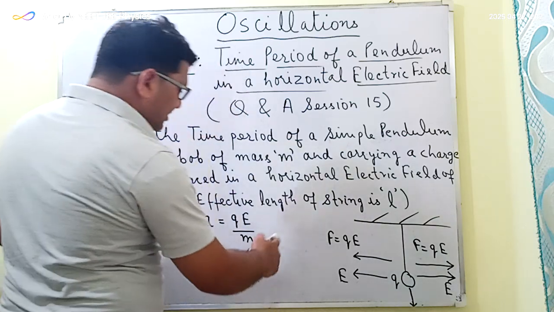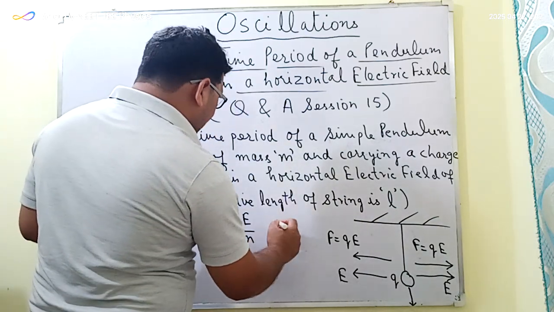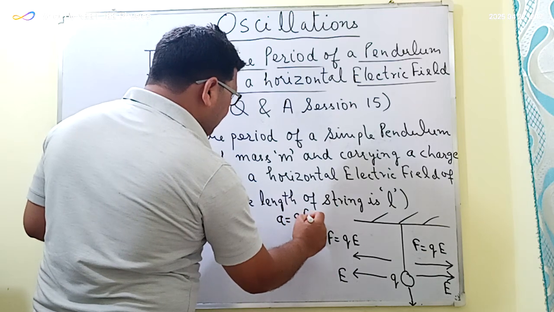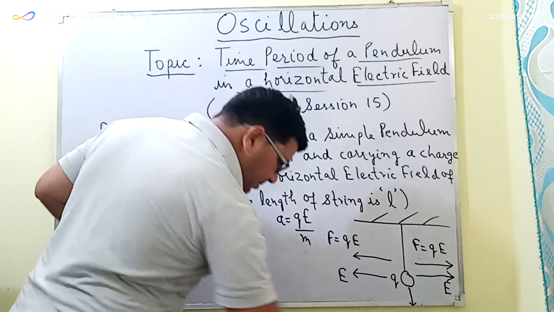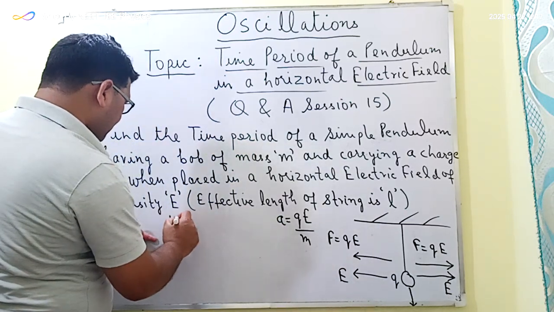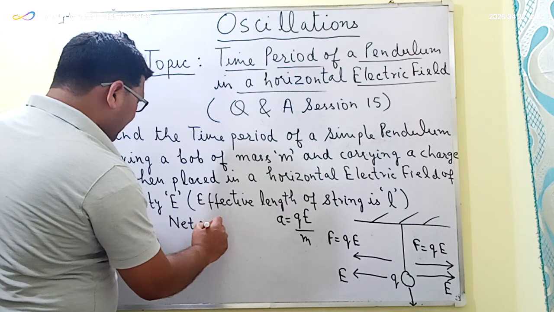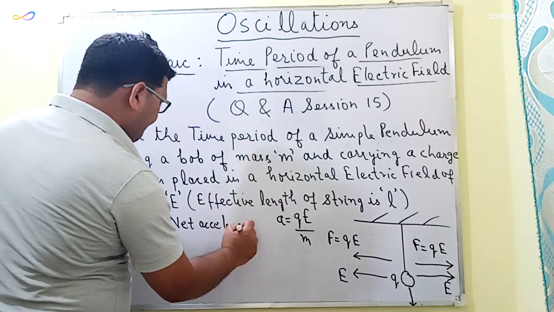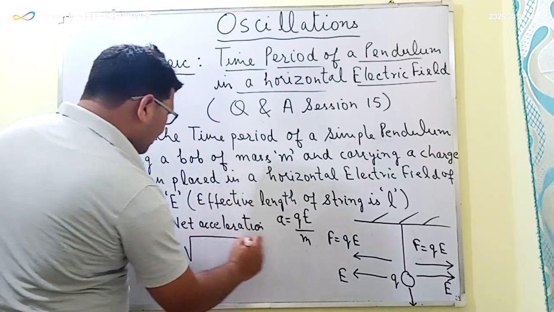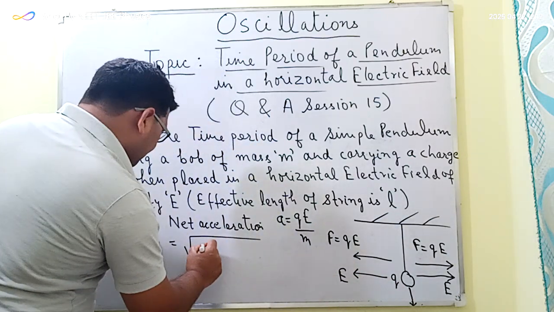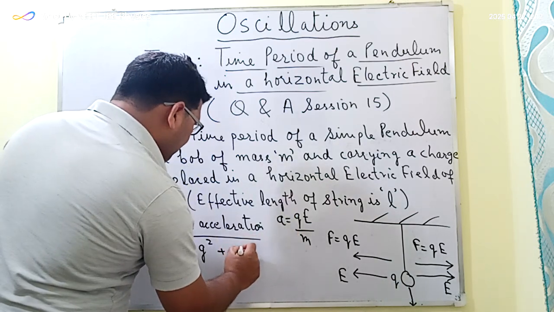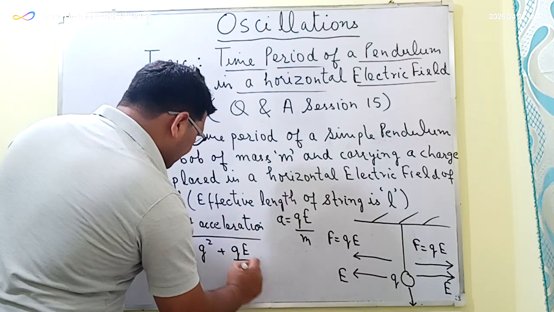So here the acceleration in the horizontal direction due to this electrostatic force is equal to QE divided by m, and the net acceleration of the bob will be equal to under root of g square plus QE upon m whole square.